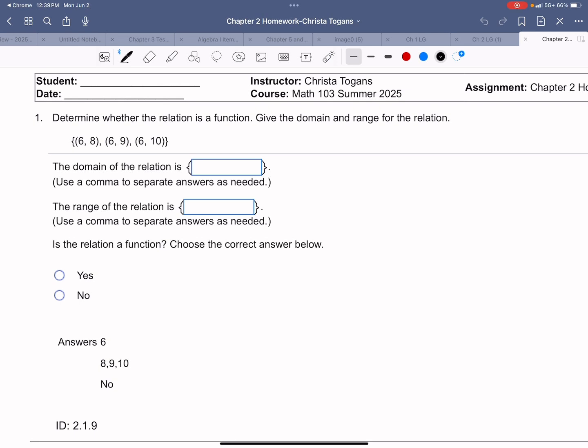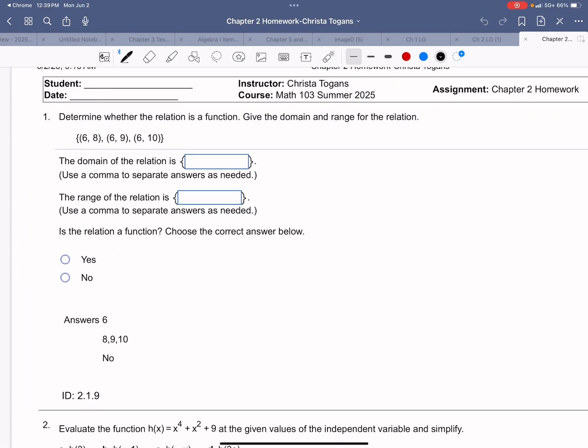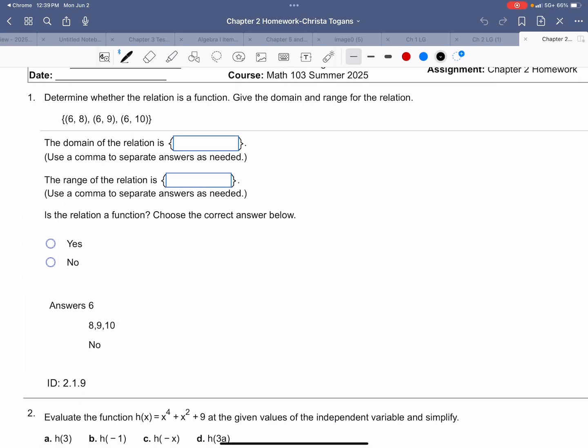So I'm looking at some of the results of chapter 2 homework, and there's only one person at about 96%. So I'm literally in my classroom, and I'm going to just go over some problems that I think may help you get there faster. Determining if a relationship is a function, and the answers are on here as well.